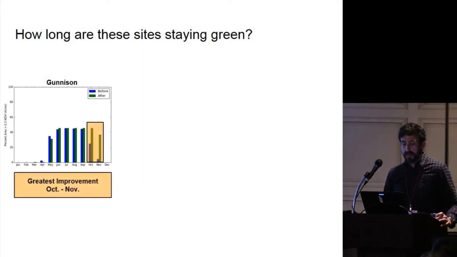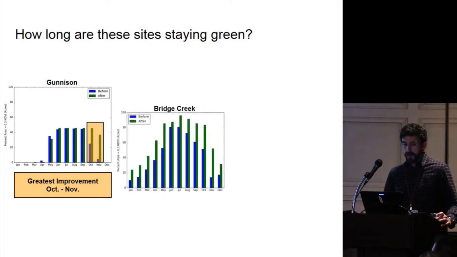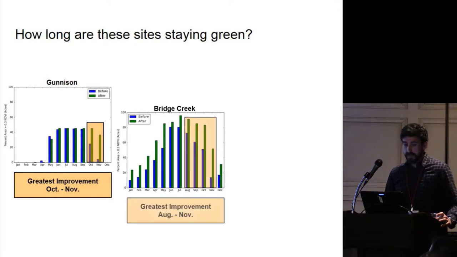And what you can see is the biggest improvement in NDVI is really happening in that late summer, early fall, about a 2-month period where you're really seeing big improvements. When we go to Bridge Creek, which again has been in the ground about twice as long as Gunnison, you start to see now 4 months of time where the greatest improvement is.